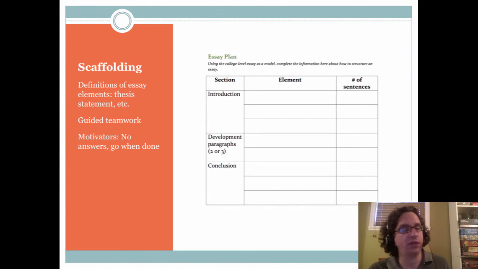Next, I don't give answers. I do not have an answer sheet for this where the real essay structure is written and explained that I give at the end of class. That would not be active learning anymore. That would be passive learning. And I did this at the end of the class, and I told them, when you're done, you can go because this is the end of the class.